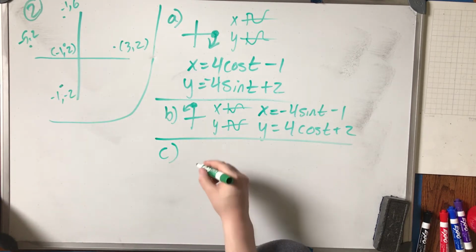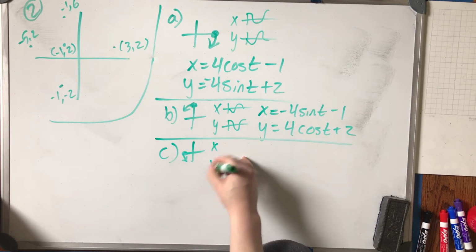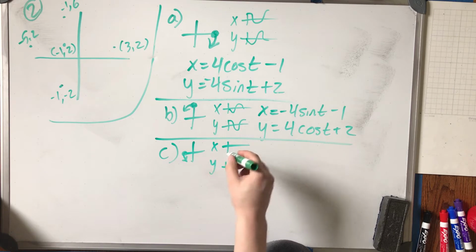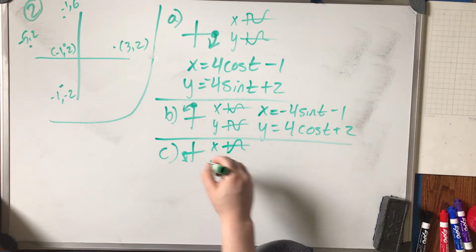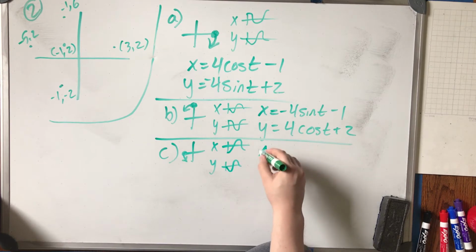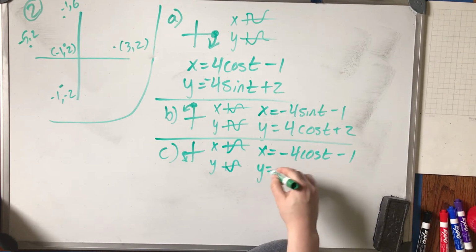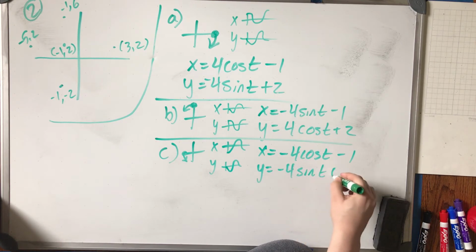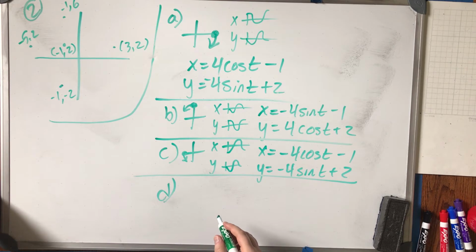Negative 5, 2, going counterclockwise. So that's here, going backwards. Starting here, the x value is negative, so x is going to be a negative cosine. Y is going down, so it will be a negative sine. So x is going to be negative 4 cosine t minus 1, and y will be negative 4 sine t plus 2.